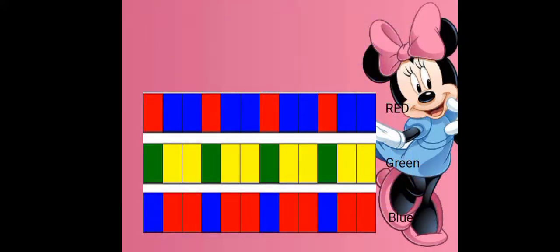And this is the other example of a repeating pattern. Red, blue, blue, red, blue, blue, red, blue, blue, red, blue, blue. So what color comes next? Okay, very good. That's color red. The second one is green, yellow, yellow, green, yellow, yellow, green, yellow, yellow, green, yellow, yellow. So what color comes next? Very good. It's color green.